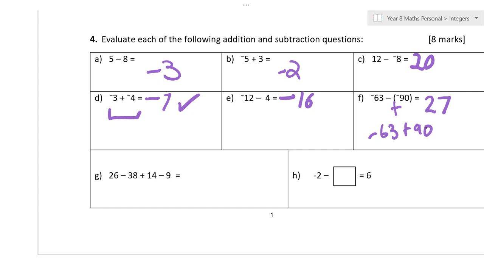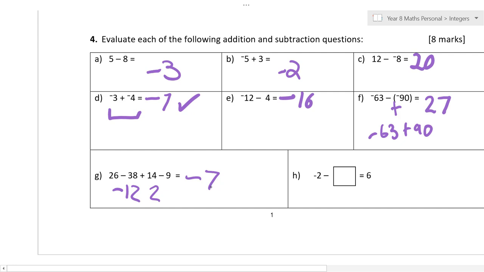So with G, we have 26 minus 38 plus 14 minus 9. And you just go through step by step because there's no big mass involved. So you start off with 26 minus 38, which equals negative 12. And then you add 14, which equals 2. And then minus 9 equals negative 7.